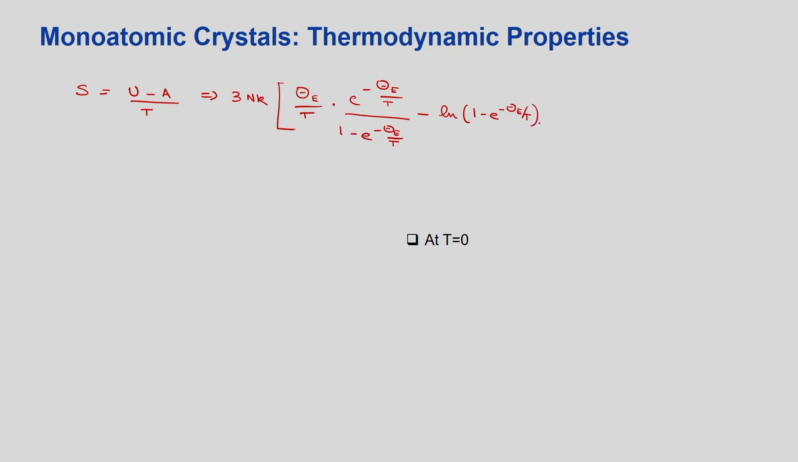Okay. Now, you can also find out the entropy. What is entropy? You have (U minus A) by T. This way you can find it out. So this will be nothing but 3Nk [theta_E by T into e to the power of minus theta_E by T by 1 minus e to the power of minus theta_E by T minus ln of 1 minus e to the power of minus theta_E by T]. This will be the entire expression if you do the mathematics correctly.